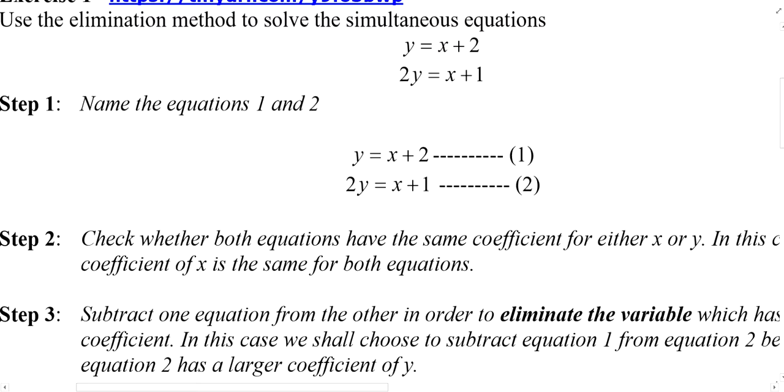I have two equations as shown over here. I want to solve for x and y. My first step is to name them equation 1, equation 2. Does this sound familiar? It's the same, right? For simultaneous equations, no matter what, just name them equation 1, equation 2.